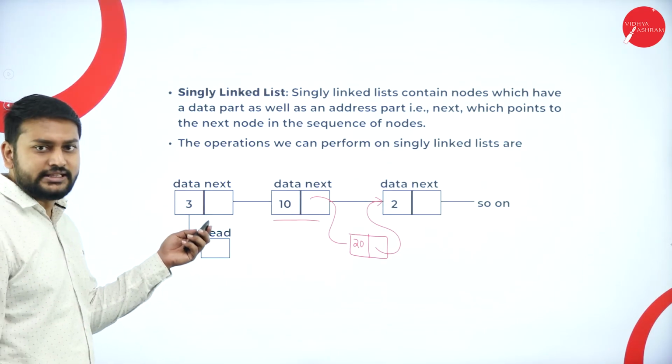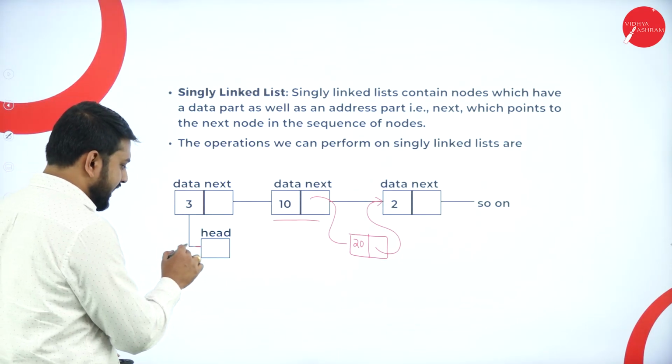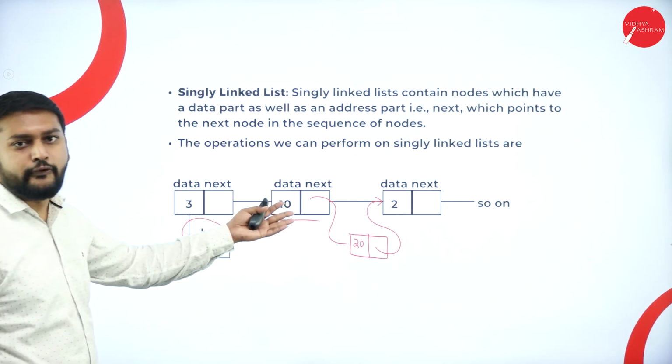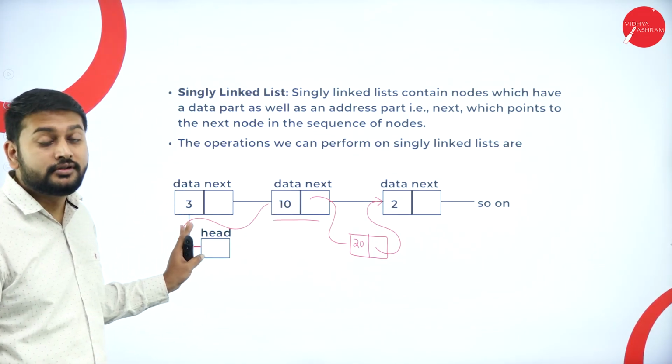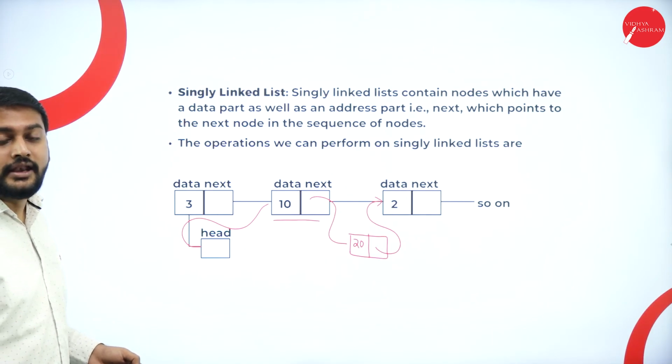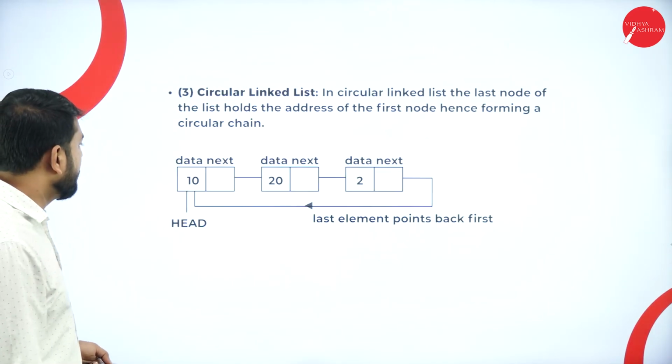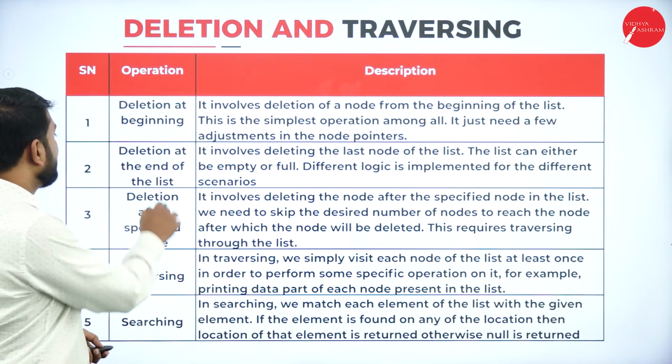I need to just delete this. Okay, so instead of pointing this head to this, I will just point it to this. So this node will be ignored. So that's how I delete the node at the beginning. And then what is the next one that I have? So deletion at the end.